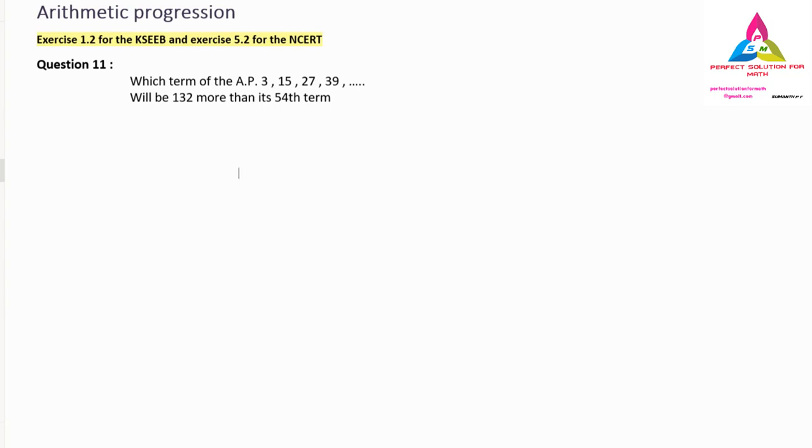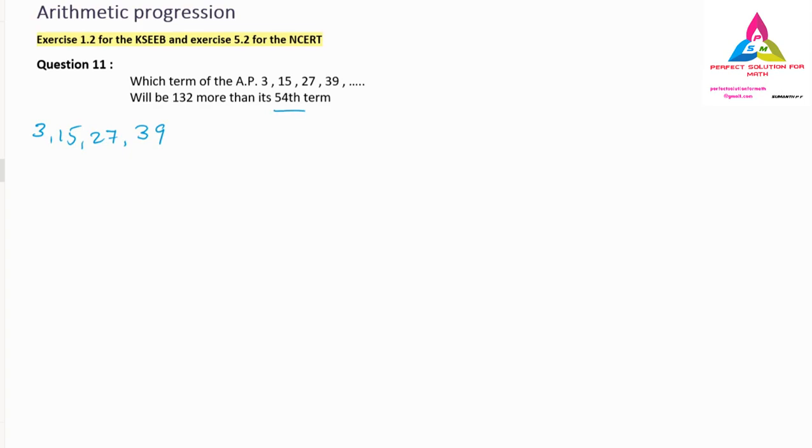So here they have given the AP for you, that is 3, 15, 27, sorry, 39 also they have given. So the AP they have given. Not only this much, they have added something for you to find. That is the 54th term.